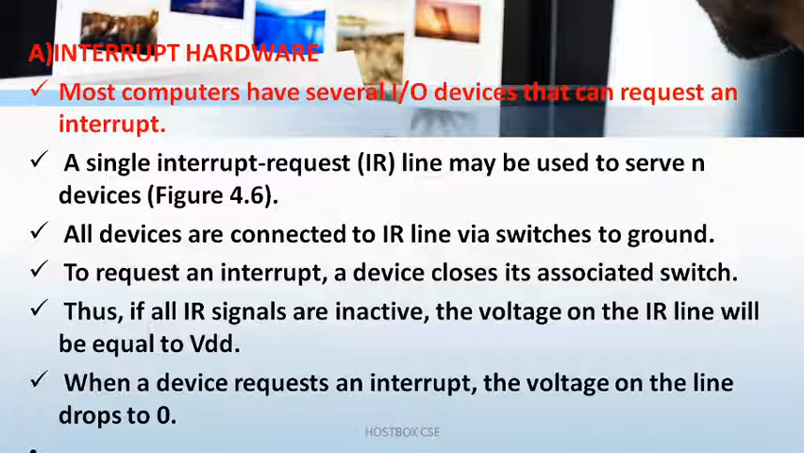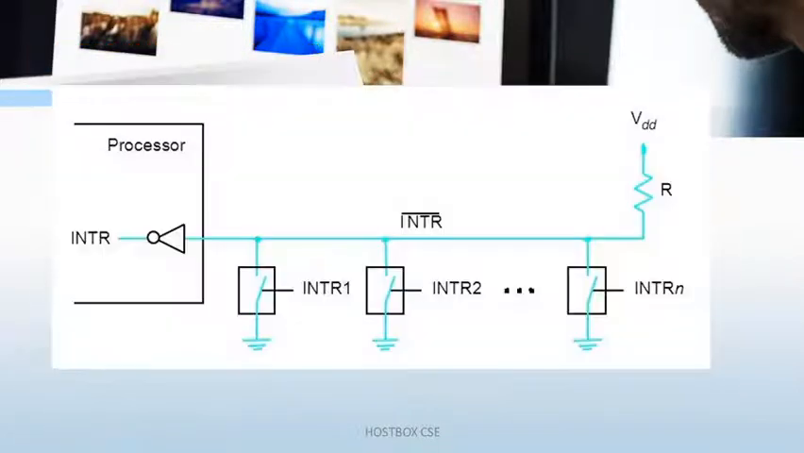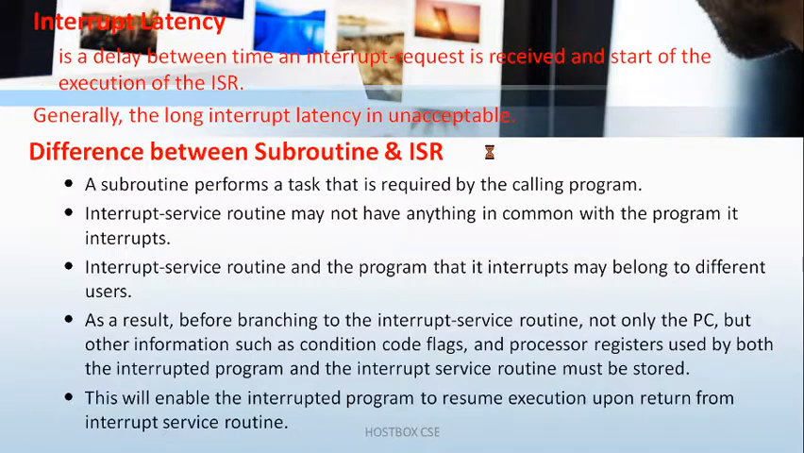All the devices are connected to the IR, that is the interrupt request line, via switches to ground. This is the general diagram for understanding the interrupt hardware. I already told you, not only software, you need the support of some hardware knowledge to improve your knowledge in the computer architecture and organization area. There will be a processor, we have an INTR signal followed by a gate and INTR bar, and here interrupt 1, interrupt 2, and so on are there, followed by the voltage VR and a resistor. So let's see the diagram explanation.